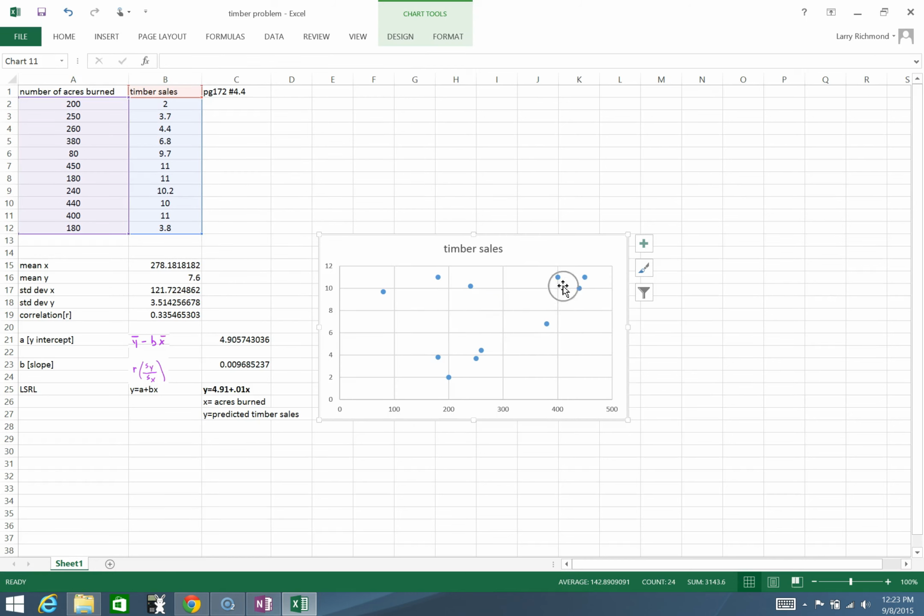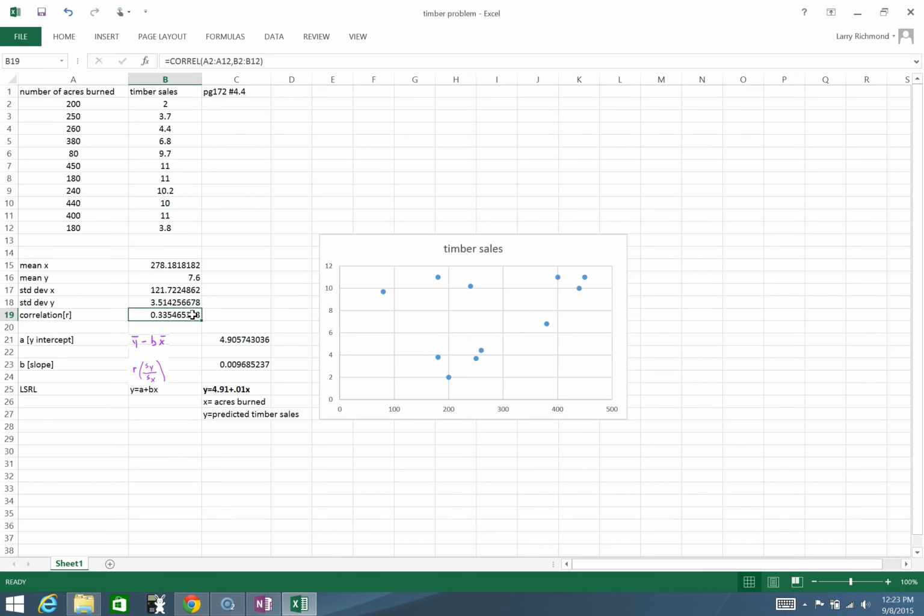We can see it spread out, significant spread. It's pretty clear why our correlation is 0.335. It's a weak positive trend. We can see that it is moving upwards from left to right, but the spread is great about some trend line. Now I'm going to title this Timber Sales versus Acres Burned. When you title a chart, it should be Y versus X.